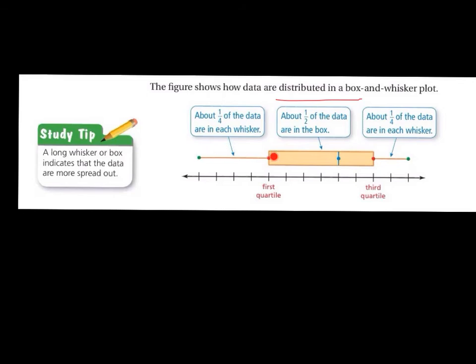So what it tells us is a little bit more about where the middle of the data lies and how much of the data is represented in that middle range. So again, we'll practice that coming up. And then I am going to have you copy this part down, going back to what I was saying earlier. A long whisker or a long box indicates that the data is just more spread out.